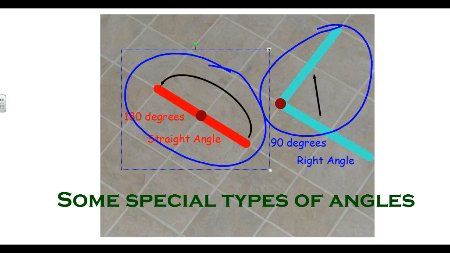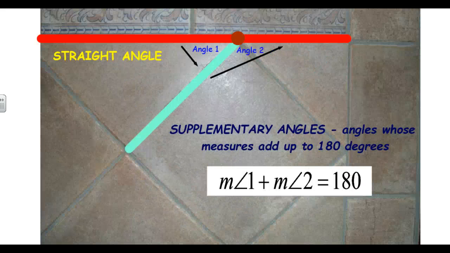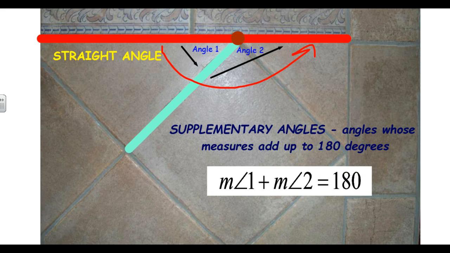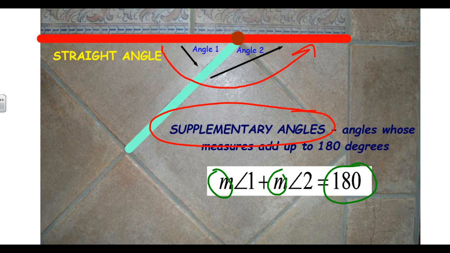One of the important things is that we can't necessarily assume that an angle is a right angle unless we see that box in the corner. If we have a straight angle that is cut by something else like this, these two angles together make up 180 degrees, so we call them supplementary. That just means that the measure of angle 1, that's what the M stands for, plus the measure of angle 2 is equal to that complete 180 degree angle.